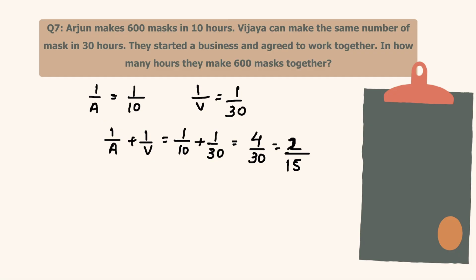Same procedure. Here we have taken the first reciprocal. Now we got the answer. Take the second reciprocal. Together they will take 15 by 2 hours. 15 by 2 is 7.5 hours. Sometimes 7.5 will be given in the option.